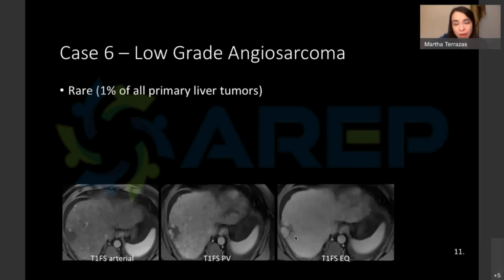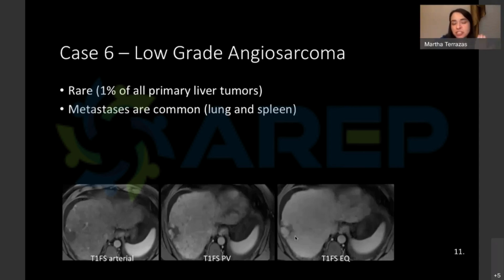These are very rare lesions, 1% of all liver tumors. Like I've said, this is probably the only case that I've actually seen at the reading station and not in one of the references. And by the time you see these patients, metastases are common. You're going to see metastases in the lungs and the spleen, and they have a poor prognosis, unfortunately.